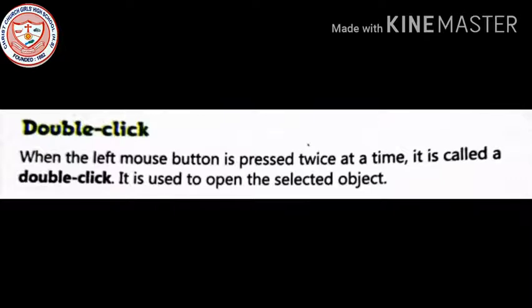Double click. With the name only you can understand we are clicking twice. When the left mouse button is pressed twice at a time, it is called a double click. It is used to open the selected object. Whatever topic or subject you are selecting, you can open it with the help of a double click.